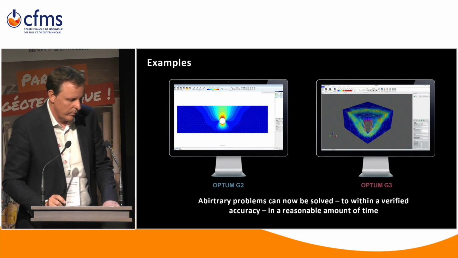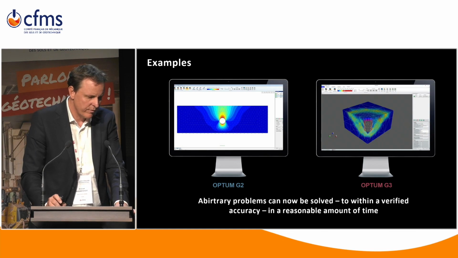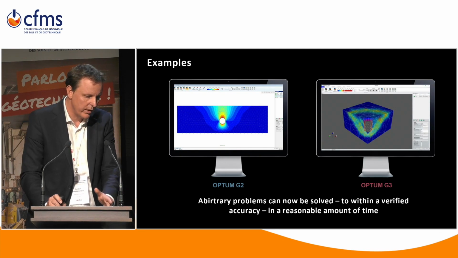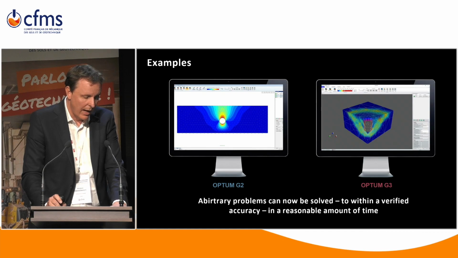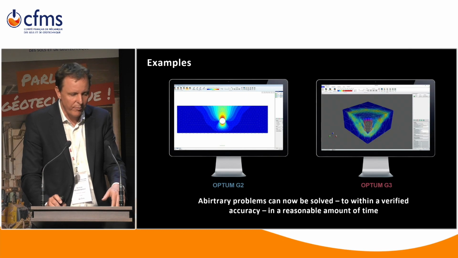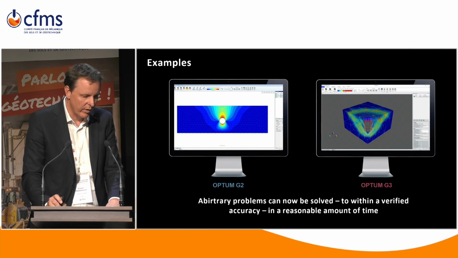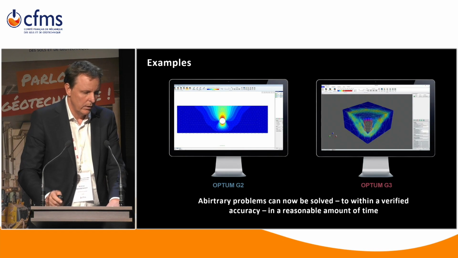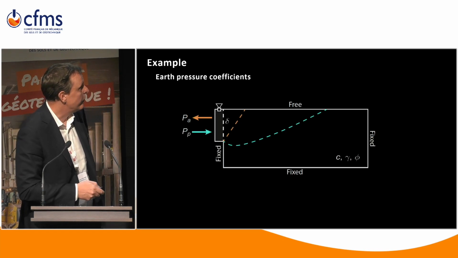So in Optum, we've developed programs for doing these types of calculations for quite a while now. We have two programs, Optum G2, Geotech 2D, and G3 for 3D. Instead of showing you a huge number of applications, I would just like to say that arbitrary problems can now be solved to within any desired degree of accuracy. And if you're reasonable about your accuracy, say 1 to 5%, then you can do it in a very reasonable amount of time as well. So you can try that out.